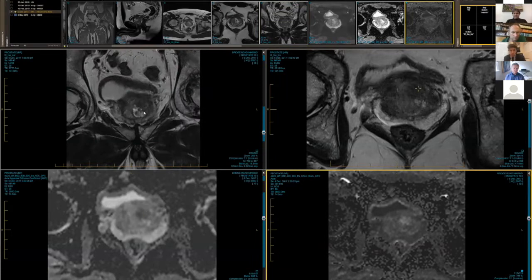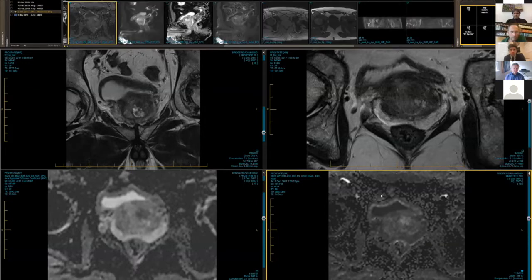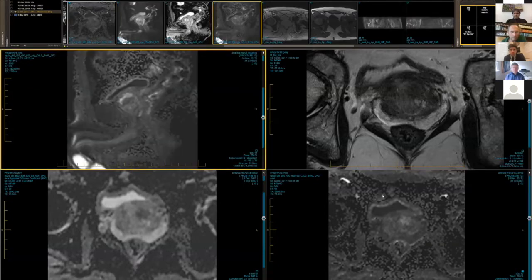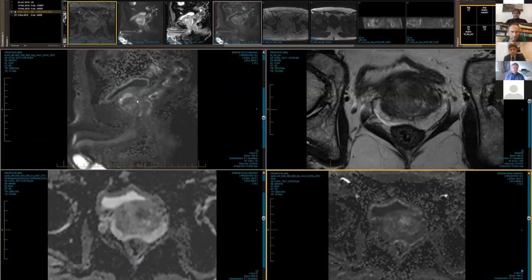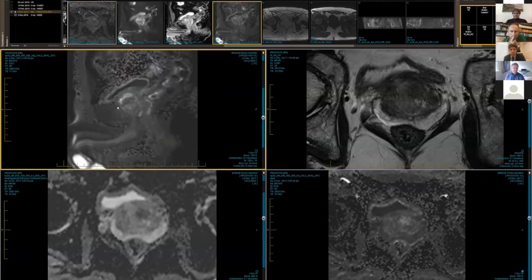But if you've got asymmetric restricted diffusion, you have to interrogate it very closely, and I find the sagittals are very useful for that. If it was a BPH nodule, BPH nodules should be round or oval. And you can see here, this is irregular and it's the incorrect shape. So if it's an asymmetric area of restricted diffusion and it's not round in the transition zone, it's going to be either a PIRADS 4 or a PIRADS 5 lesion, depending how big it is.